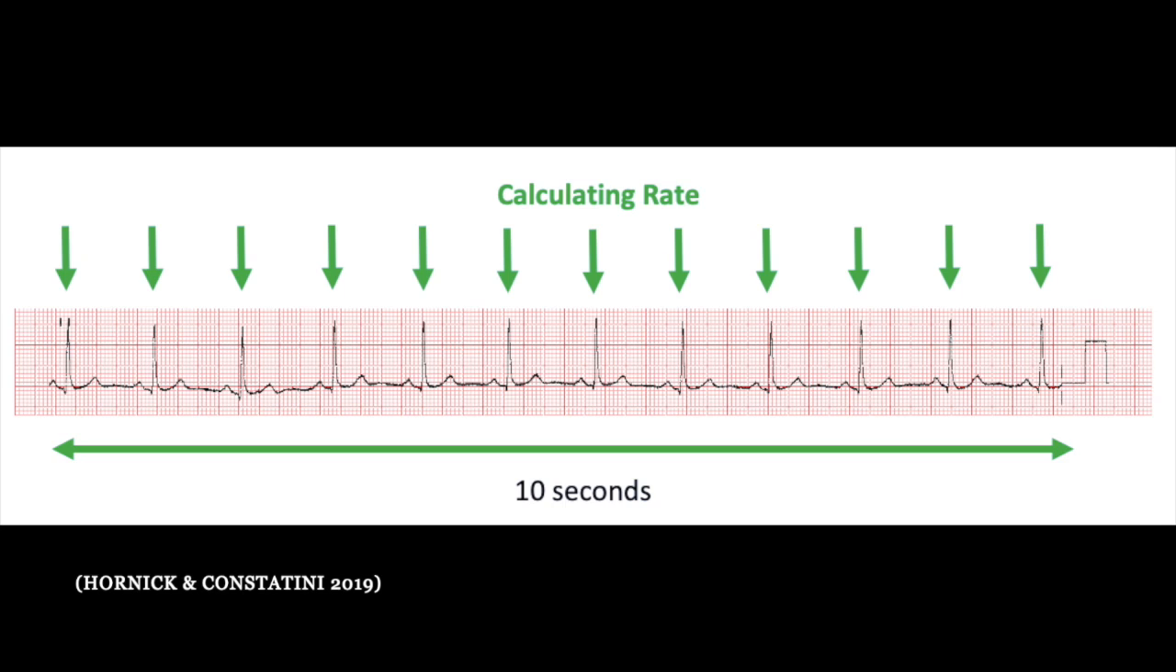Next, we count how many R waves or peaks there are within the 10-second trace. So there are 12 R waves within the 10-second period. To calculate how many R waves there are in 60 seconds or 1 minute, we multiply 12 by 6 to give an answer of 72 beats per minute, which is our heart rate.